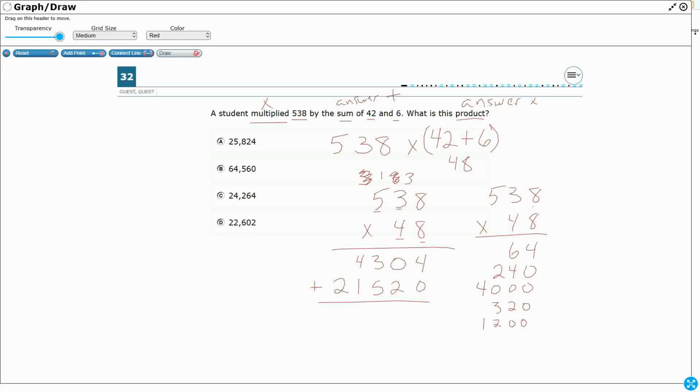And that's going to be 20, but that's 40 times 500. That's 20 with 3 extra zeros. It's really 20,000. Now, add it up. Now, obviously, you see the standard algorithm is a little bit easier to add. But if we add this up, we're going to get 25,824. Same answer. So the answer is going to be A.